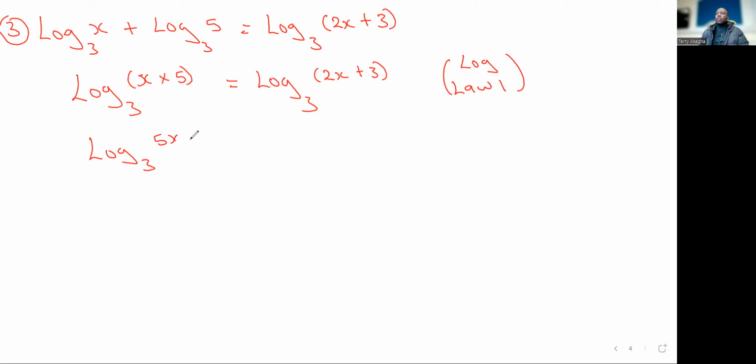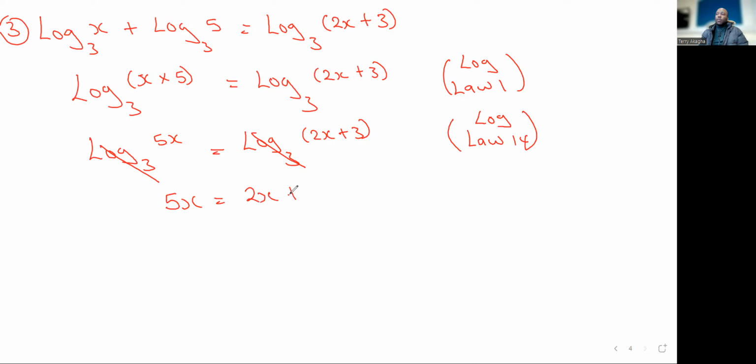And that will give us log to base 3 of 5x is equal to log to base 3 of 2x + 3. Now you can cancel this out. Are you seeing it? Because there is just one log on both sides. So this is the log rule, I think law 14. Okay, you can now apply it. So it will now become 5x is going to be equal to 2x + 3.